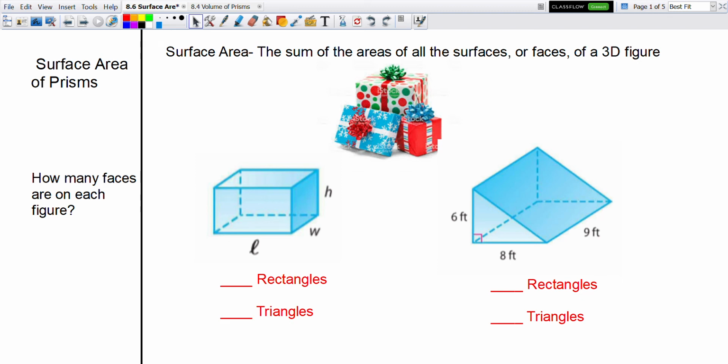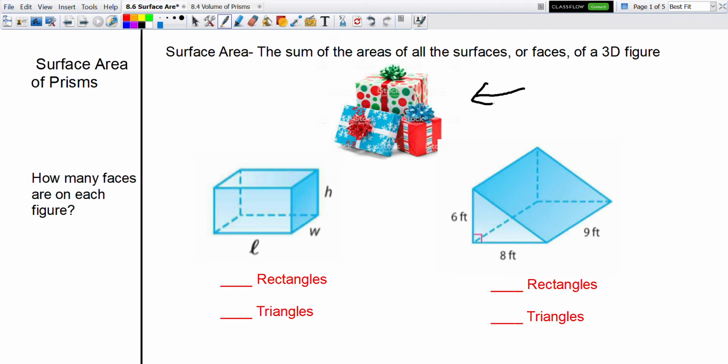Okay, today we're going to talk about the surface area of prisms. And the surface area, you can see the definition up here, is the sum of the areas of all surfaces, or the faces, of a 3D figure. It's kind of like if you were wrapping presents, right? We're talking about how much wrapping paper I would need to cover the outside faces of it.